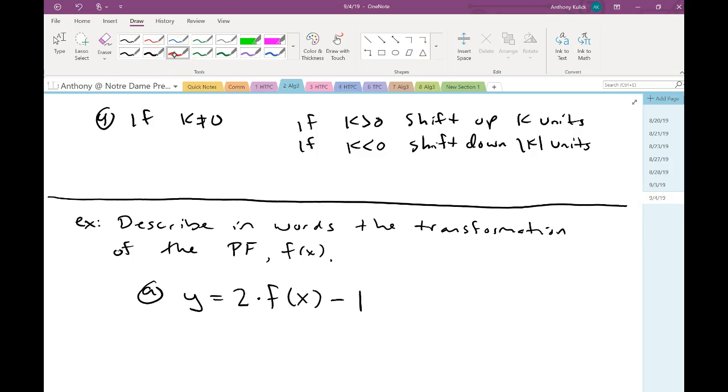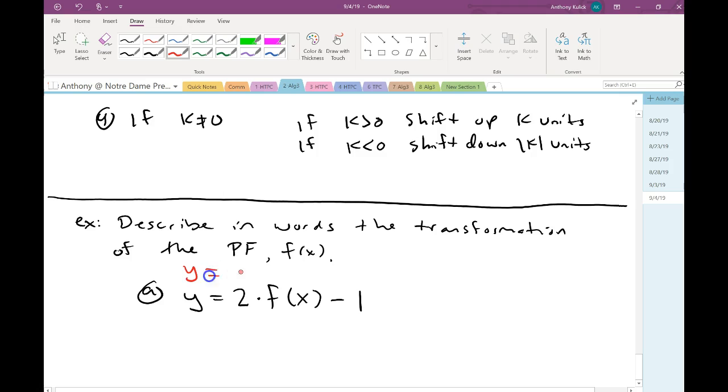So let's say we have the example. I'm going to ask you to describe in words the transformation of the parent function f of x. And we're given the function y equals 2 times f of x minus 1. So the first thing that I'm going to want to do is try to rewrite this in the general form.